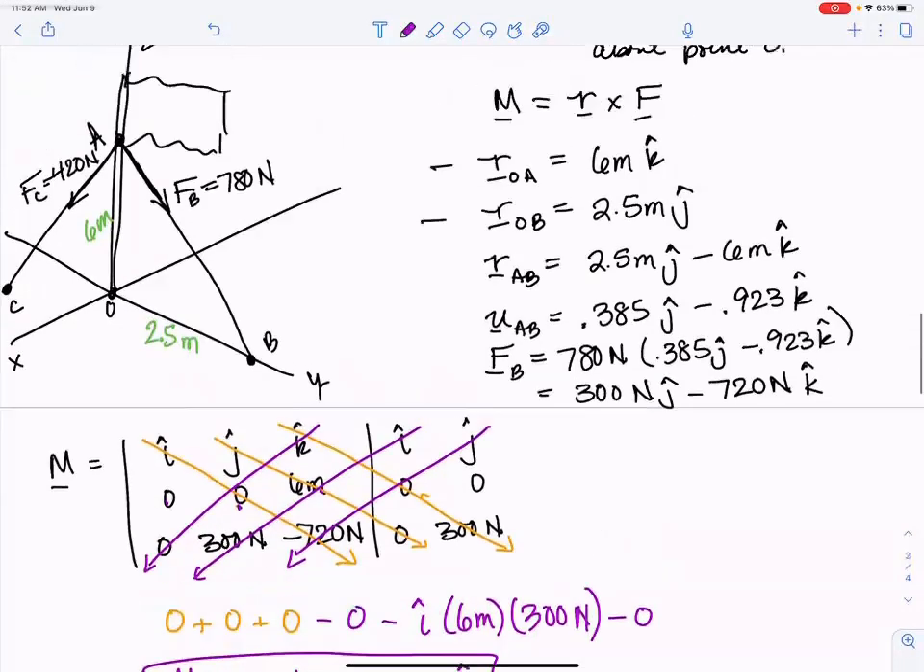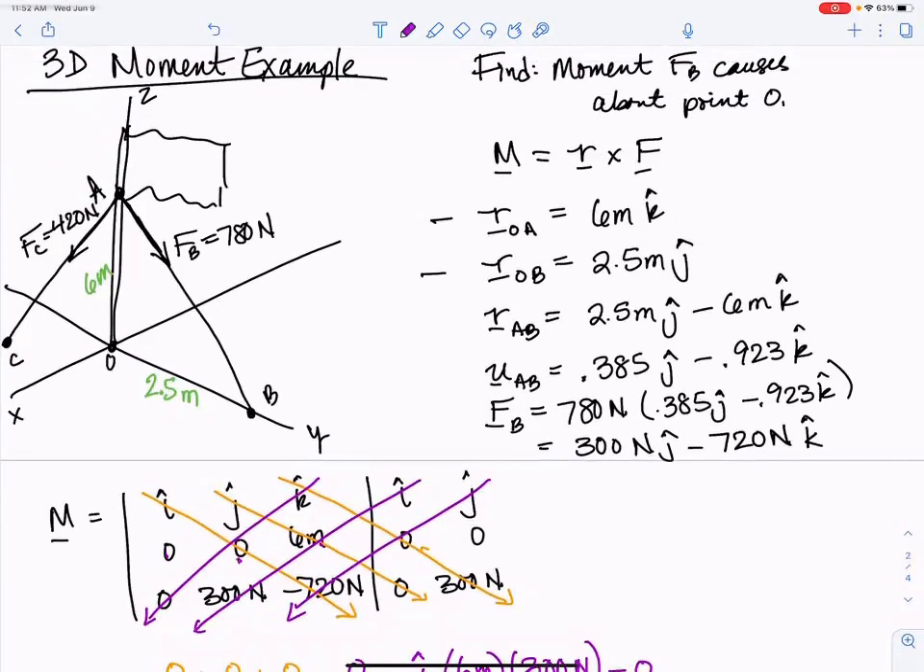What I want to think about here is this force vector has got 2 components. It actually only has a J and a K component, but this scalar analysis also works if it has all 3. It has got a component in the Y direction that is 300 newtons. It has also got a component in the Z direction that is 720 newtons downward. That's what the negative sign means. Now, if I want to find the moment that this force altogether causes about point O, I can simply break it down into its components, which I've just done, and analyze the moment that those 2 components cause about point O.